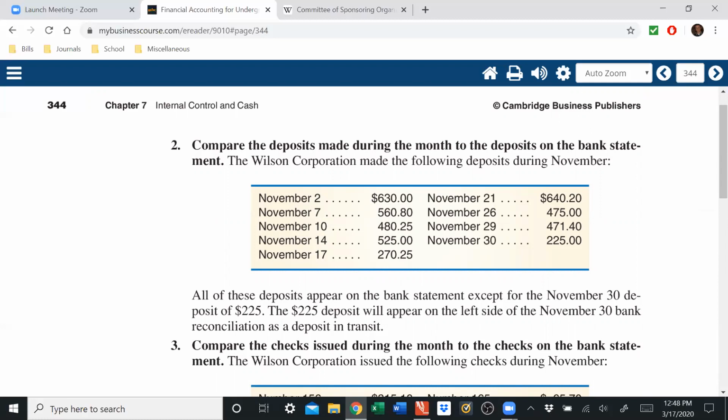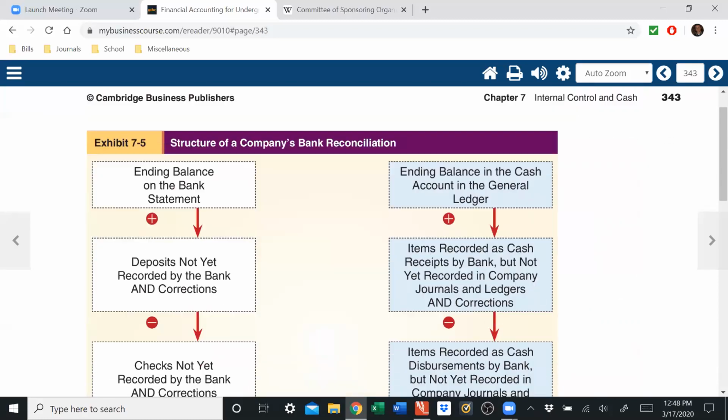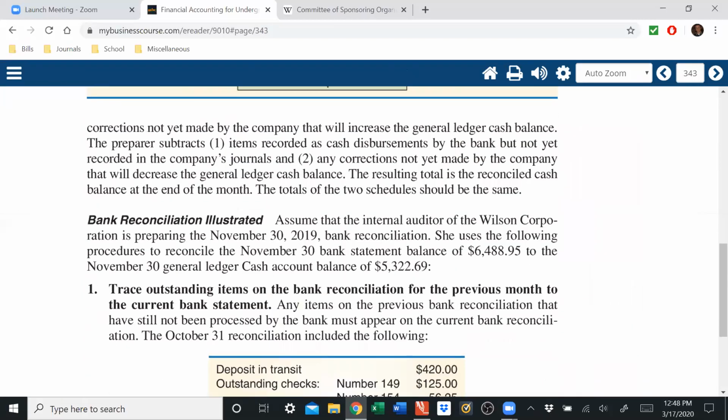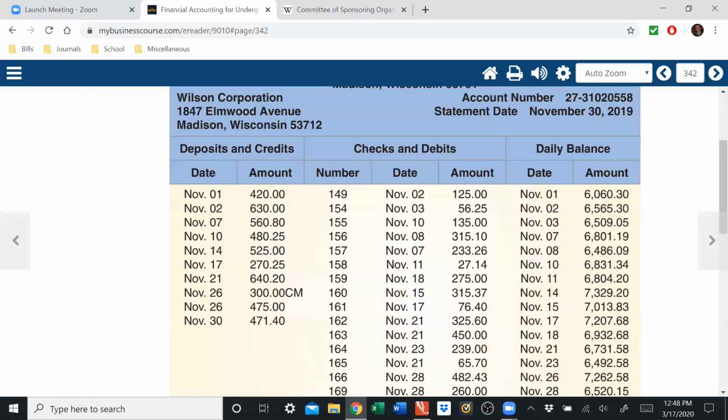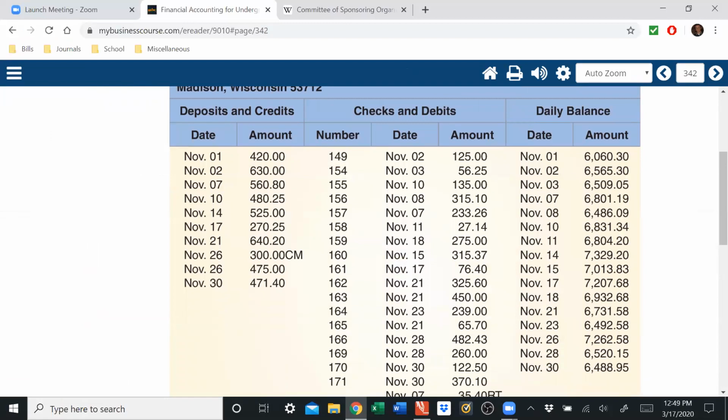So we're just checking for all these things. It says here, all these deposits appear on the bank statement except for the November 30th deposit of $225. So that's a deposit in transit. We go to the bank statement. You will see all those deposits here except you don't see $225. So that's an amount that's already in our cash T account, and we took the check to our bank, but it hasn't shown up on our bank statement yet.